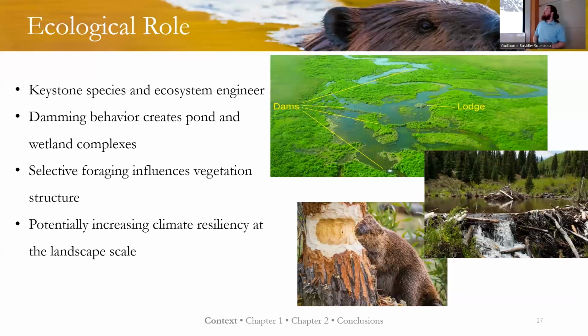And beavers play a really huge ecological role. They're considered both a keystone species and ecosystem engineers. This is primarily due to the damming behavior they're very well known for, which creates these pond and wetland complexes, as well as their selective foraging, which really has a huge influence on the vegetative structure. And this really benefits a number of different flora and fauna.